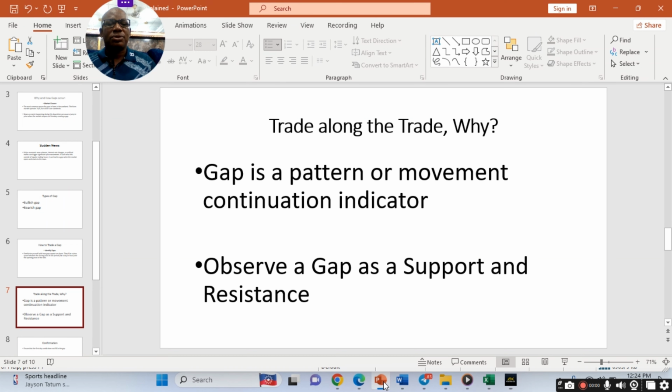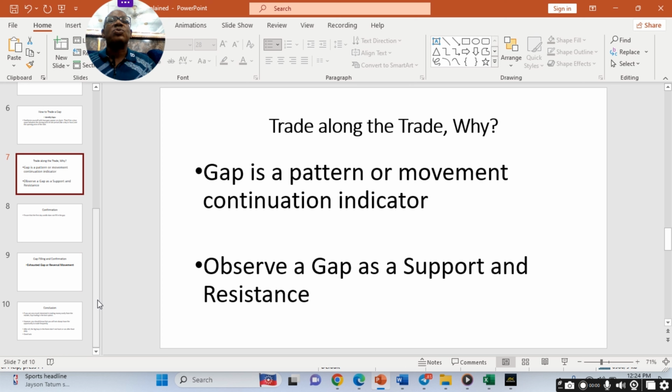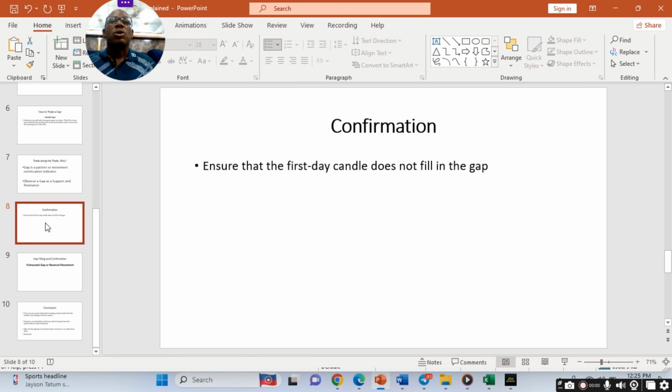That is how you trade gap. So it is one of the trading systems that requires no indicator. Just understand the chemistry of what is happening there. Confirmation: ensure that the first day candle does not fill in the gap.